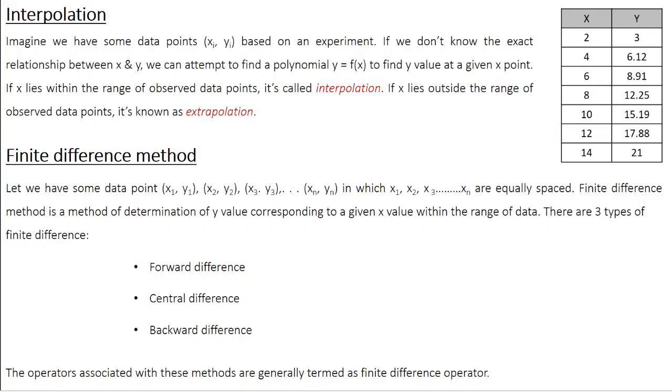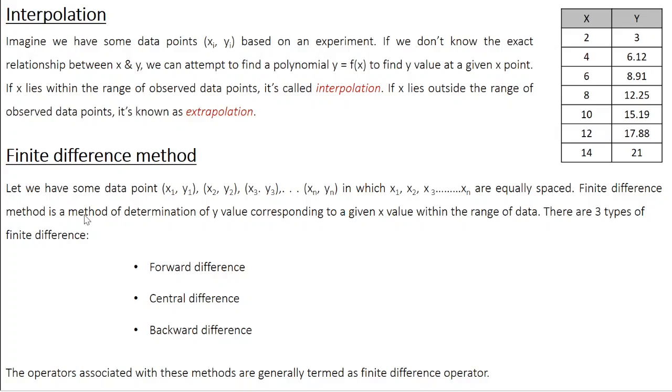Now, one of the methods used for numerical interpolation is known as the finite difference method. Once again, imagine that you have performed some experiment and you have obtained n data pairs x1, y1, x2, y2, all the way to xn, yn, and you do not know the relation between x and y explicitly. One thing you have to remember is that the x values are equally spaced. Like the example I have given here, the difference between any two successive x values is a constant.